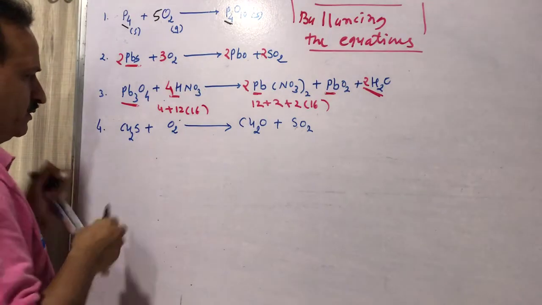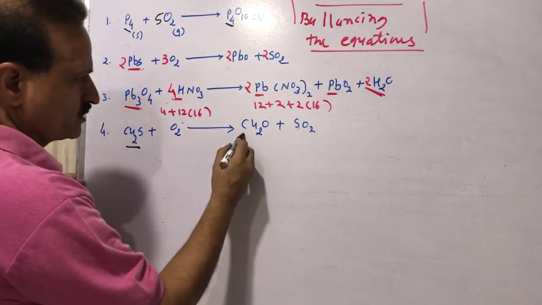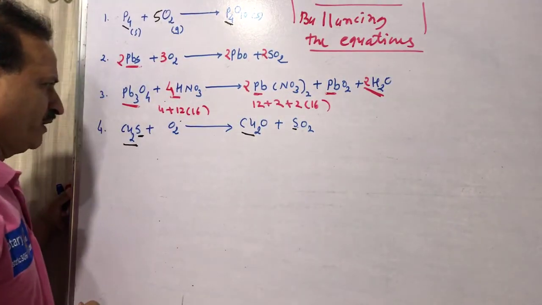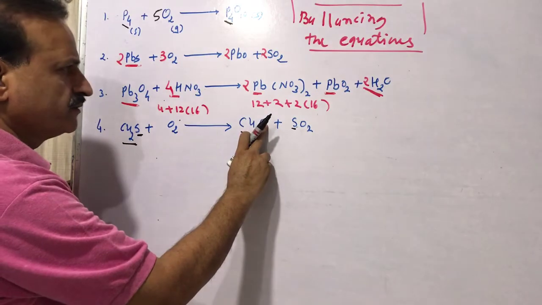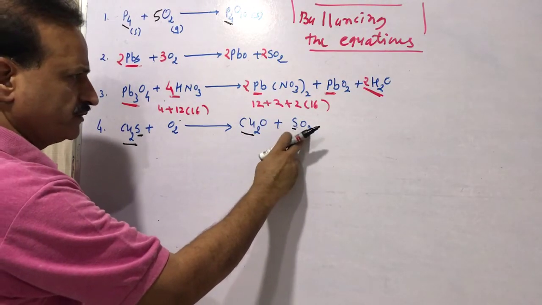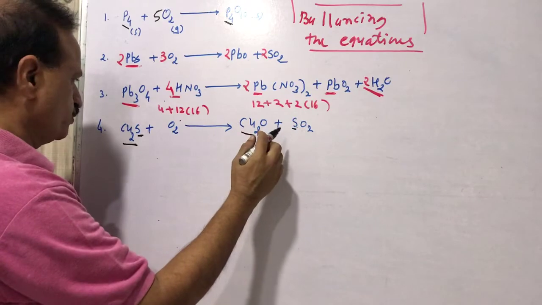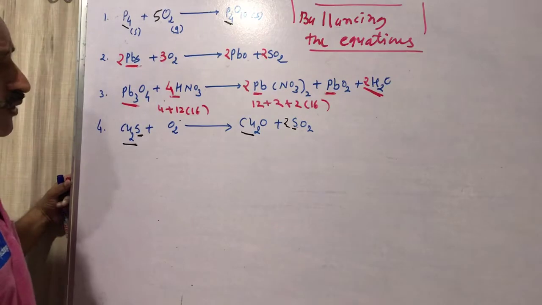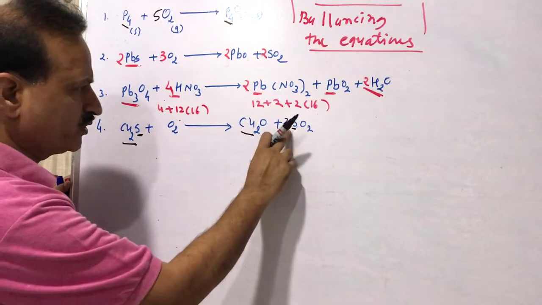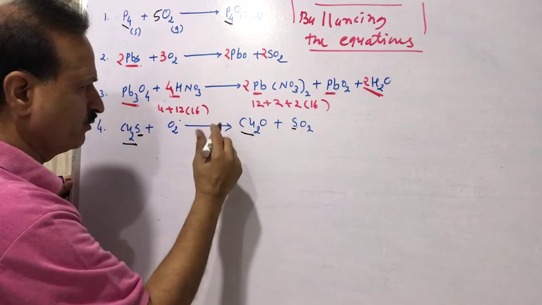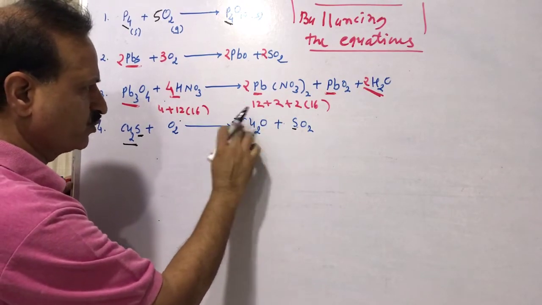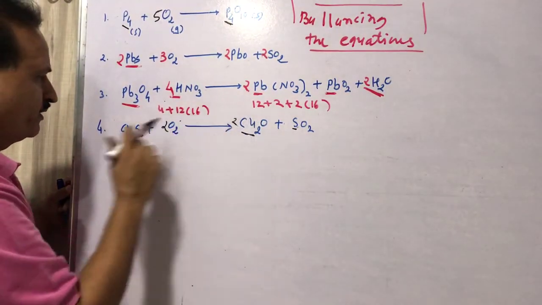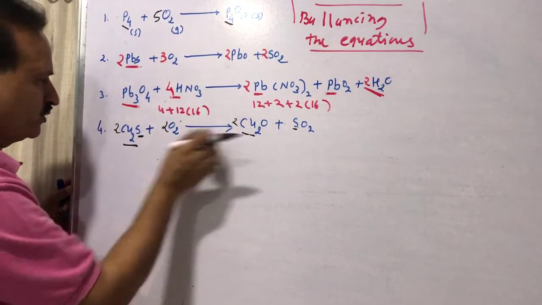Last one, Cu2, no problem. S1, no problem. Oxygen are here 2, 1 and 3, 2. So we must put 2 over here. Then what will happen? Total oxygen will be, we must put 2 over here. Oxygen is balanced, 2 and 2, 4. So oxygen is 2. Now Cu is 2. So we must put 2 over here. Cu is 4. So 2 times 2, 4.